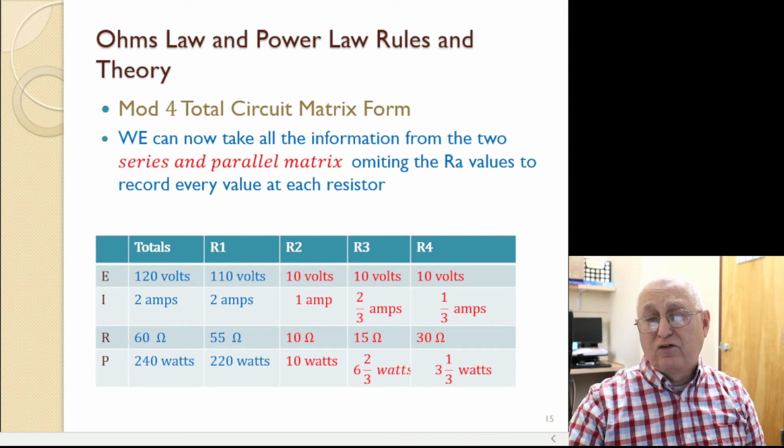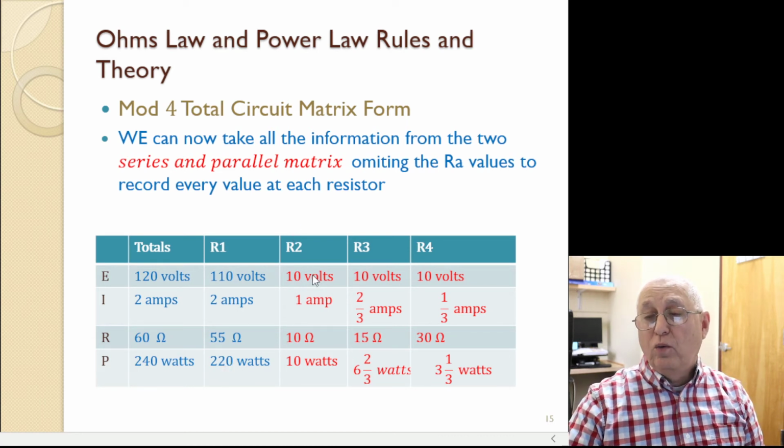Looking at all this information, dropping out RA, we can look at all the values, my total values for the whole circuit: 120 volts, 2 amps, 60 ohms, 240 watts. At R1, I'm dropping 110 volts, I have 2 amps, and I have 55 ohms, and I have 220 watts.